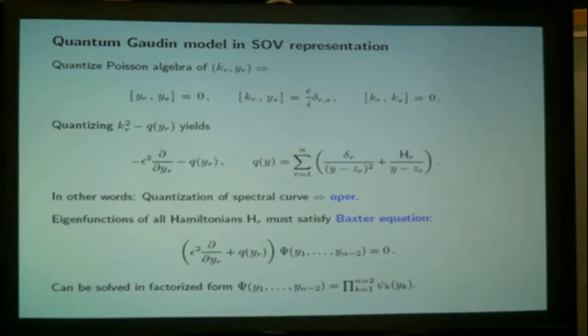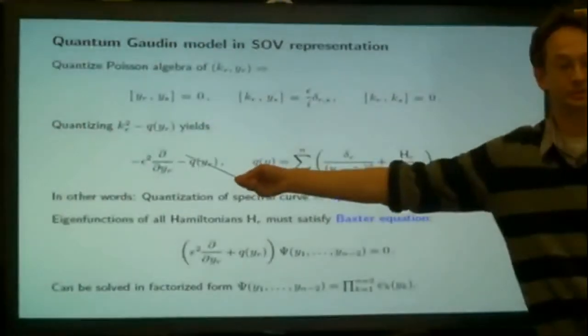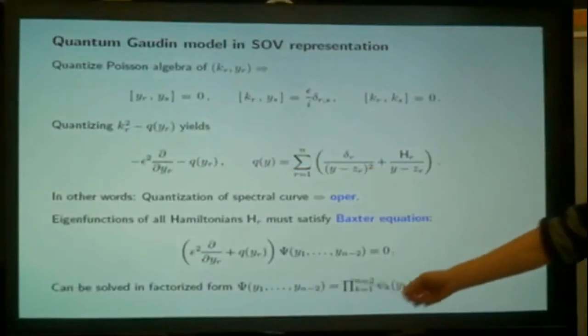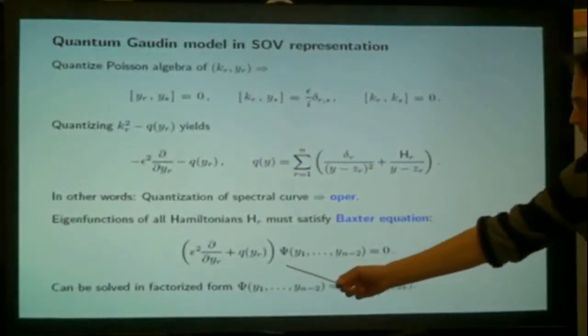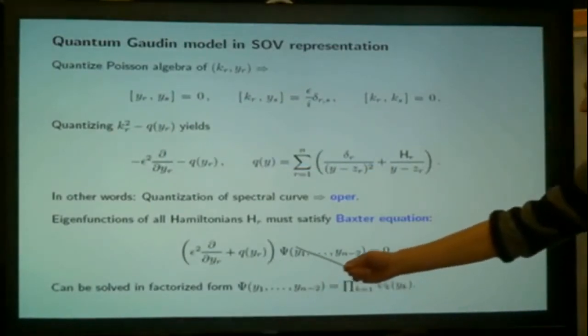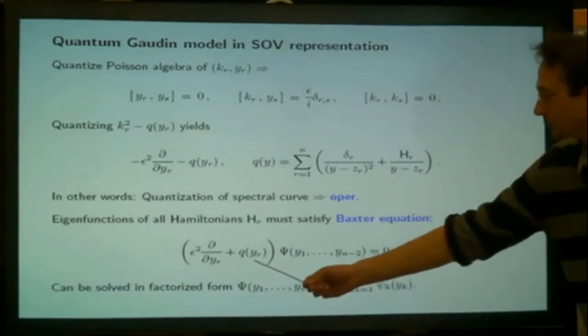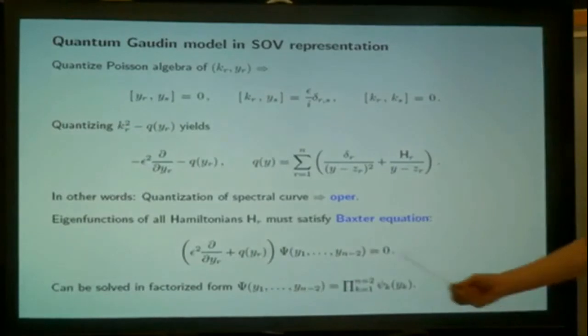Anyway, the claim is that there exists a representation where I do have these relations, where I realize them as these operators, and where I have ultimately reduced the problem of finding the eigenvectors of the Hamiltonians to finding solutions of this decoupled set of equations, where only one variable yr appears at a time, which I can therefore solve in a factorized form.